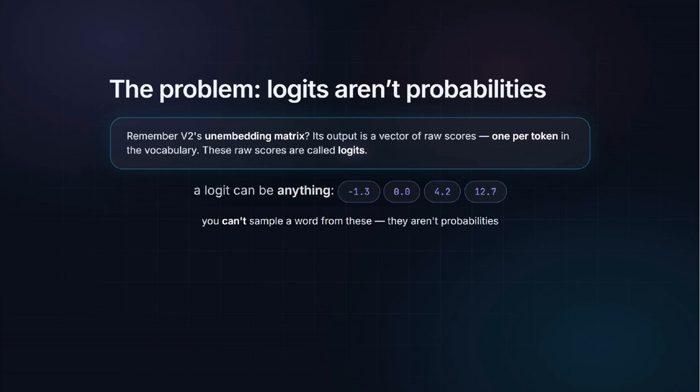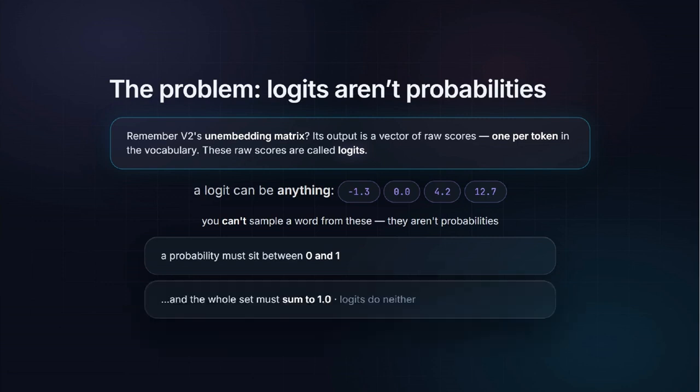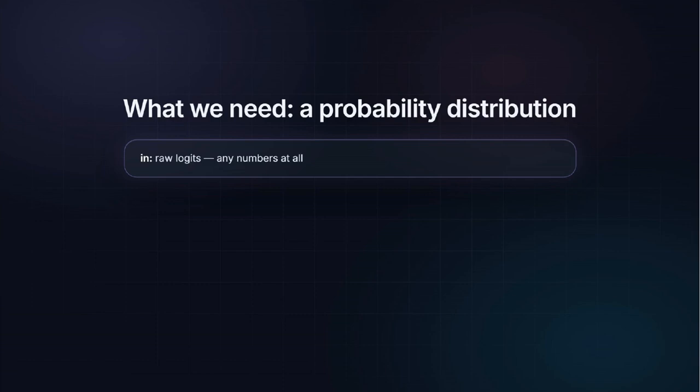Unbounded, positive, or negative. But a probability has to sit between 0 and 1, and a whole set of them has to sum to exactly 1. Logits do neither. So we need a converter, to take raw logits and turn them into a valid distribution we can actually sample a word from. That converter is Softmax. Once we have probabilities, picking a word is just rolling a weighted die.